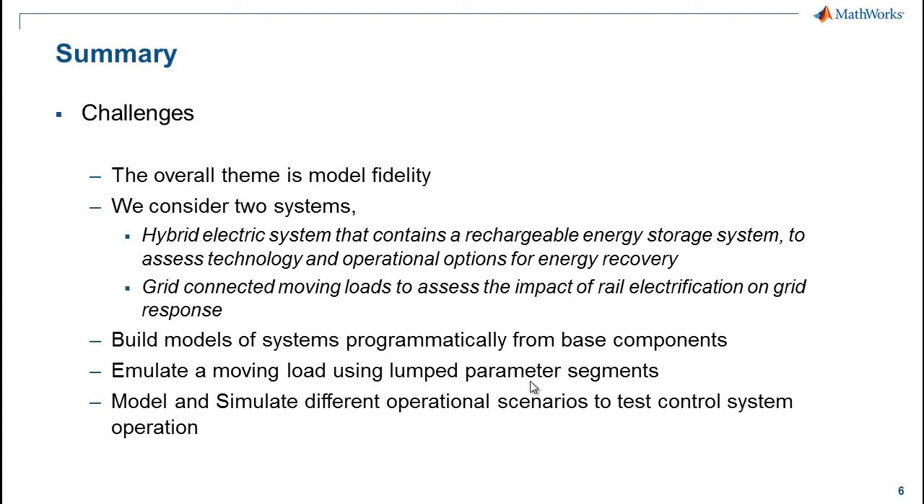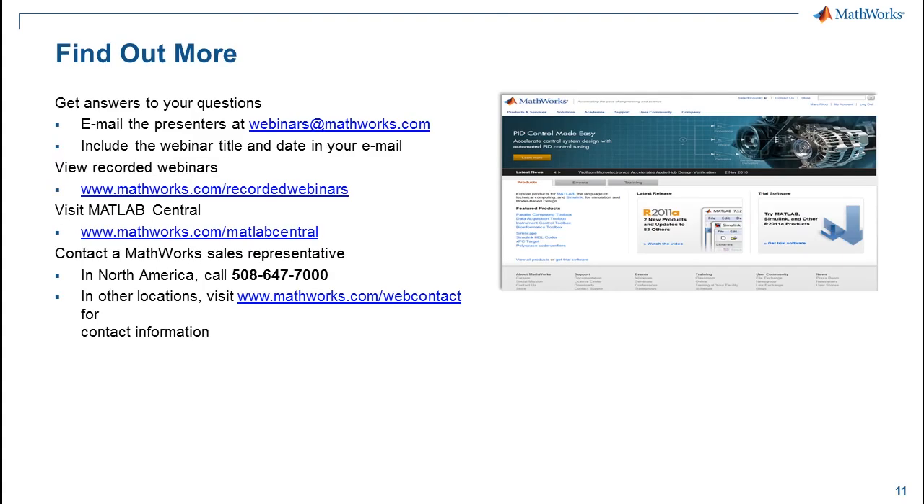If you are looking at rail electrification and looking at the impact on grid response of moving loads, then you can emulate the moving load using lump parameter segments. I might also add that you're not confined to a single load using this technique either. You can put in multiple moving load responses to emulate the effect of a different number of loads moving through these segments. And you can clearly move towards much more complex representations of the rail network and the grid system. And we also spoke a little bit about looking at how you can simulate different operational scenarios by using a MATLAB script.